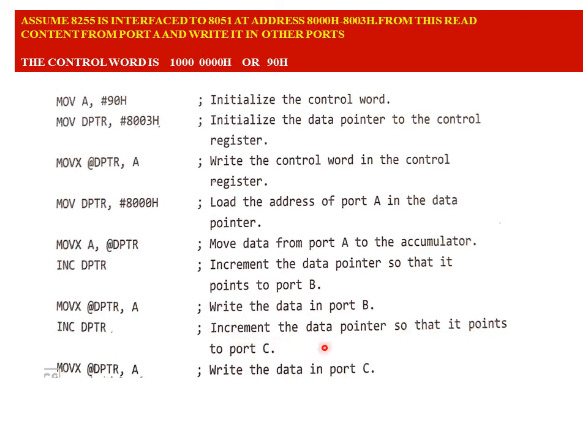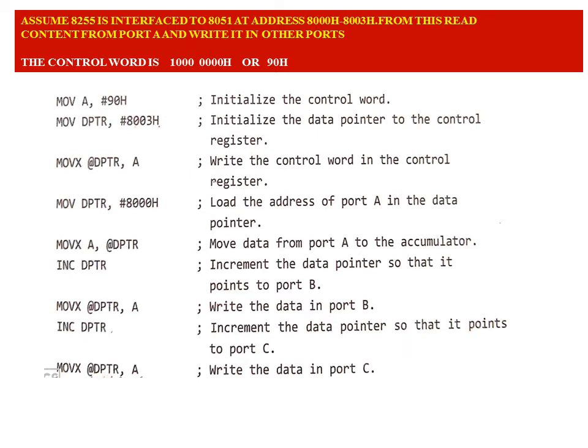If you increment the data pointer, the value 8001 will become 8002. Then the 8002 address is nothing but port C. Then what is presented in the accumulator is going to be written into that port C address.